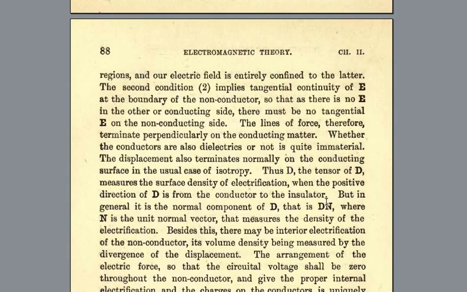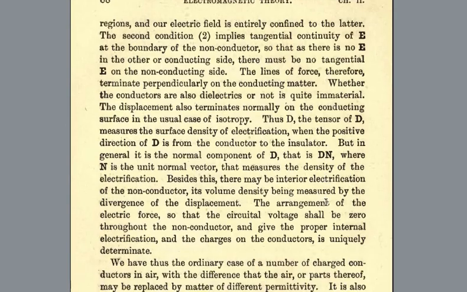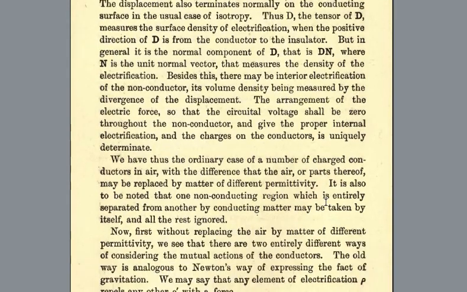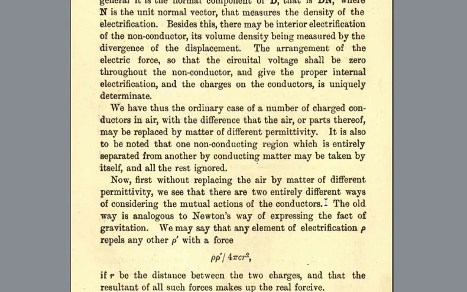Thus D, the tensor of D, measures the surface density of electrification, when the positive direction of D is from the conductor to the insulator. But in general, it is the normal component of D, that is D_n, where n is the unit normal vector, that measures the density of the electrification. Besides this, there may be interior electrification of the non-conductor, its volume density being measured by the divergence of the displacement. The arrangement of the electric force so that the circuital voltage shall be 0 throughout the non-conductor, and give the proper internal electrification and the charges on the conductors, is uniquely determinate.